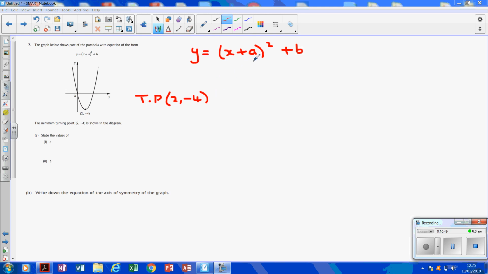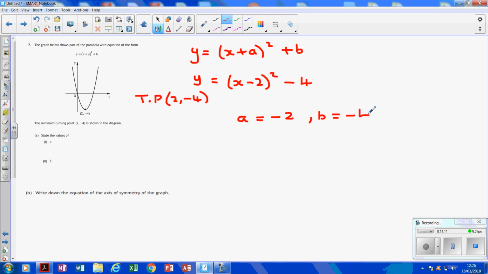Right, all you do is, to get this value inside the bracket, that bracket should be 0 at your lowest point. So we change the sign, so that becomes (x minus 2) all squared, but the y coordinate stays exactly the same. Now, we'll answer the question. So it says find out what A is. So A is equal to, compare the two brackets, minus 2, and B is equal to minus 4. So that's just the reverse.